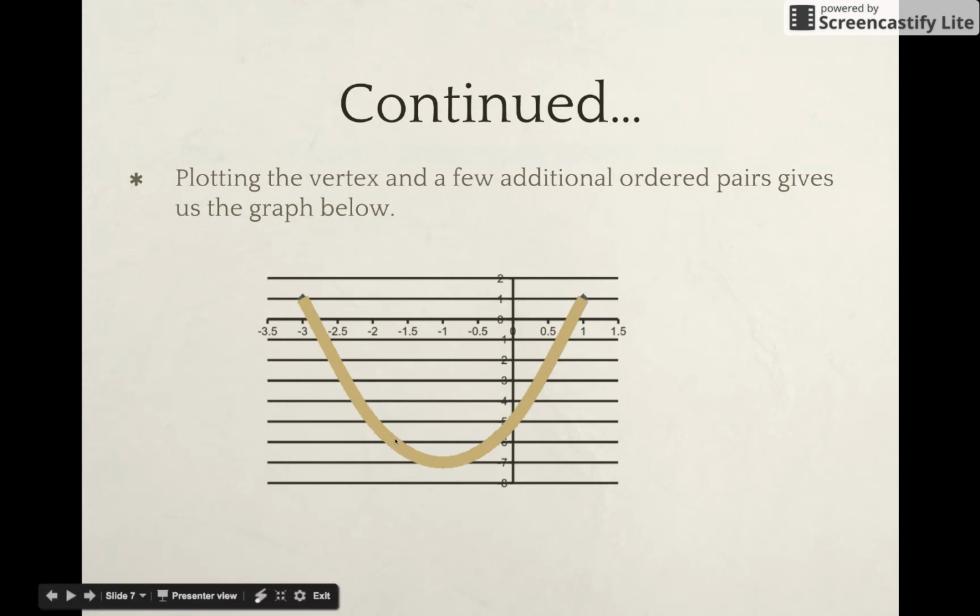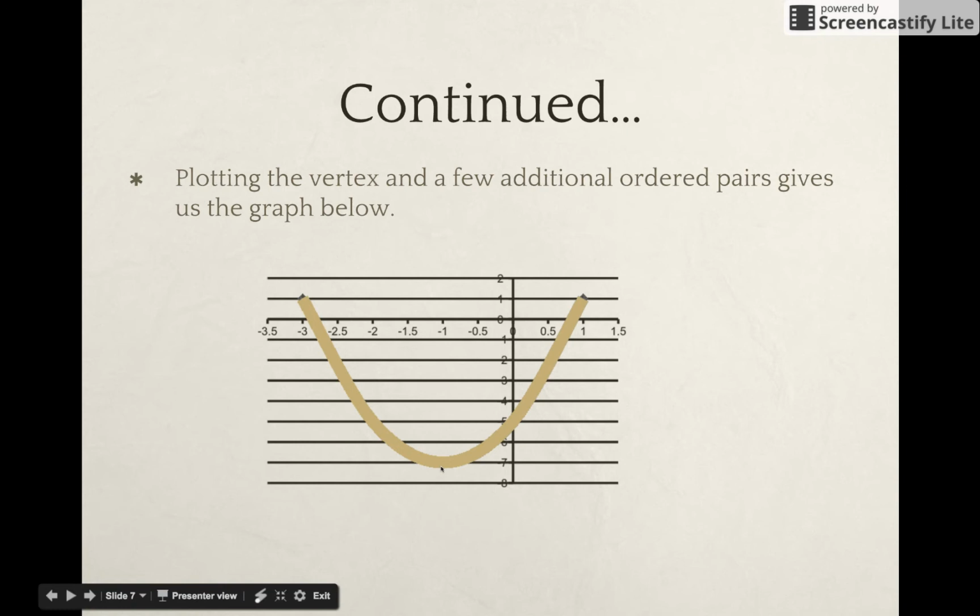Plotting those points and connecting, we see the graph of our parabola. We see our vertex here at (-1, -7). And we have our points plotted. Looking at the graph, we can see the symmetry. If we were to slice right down the vertex, we would have the same graph on both sides.